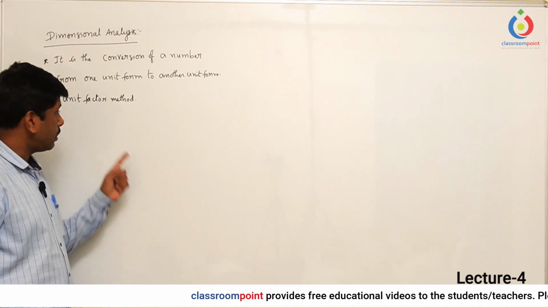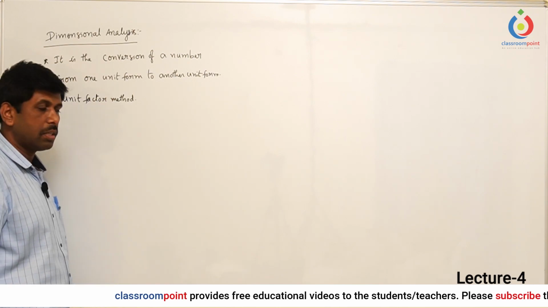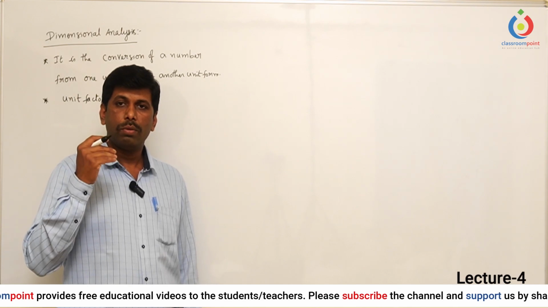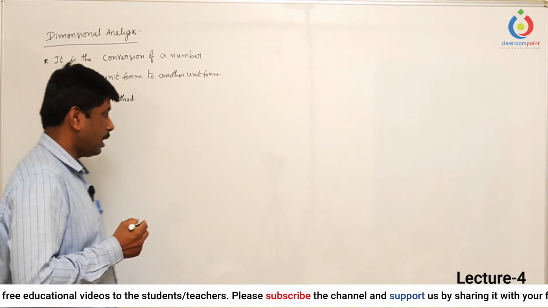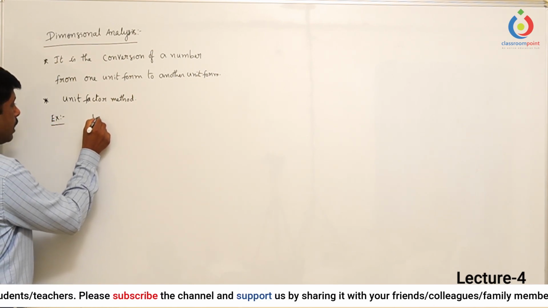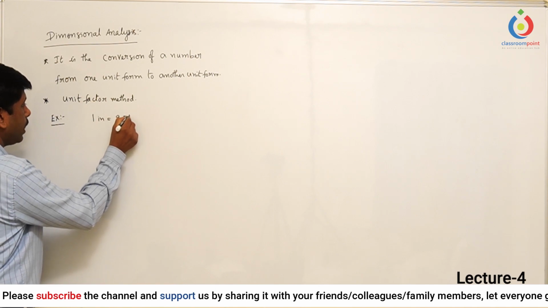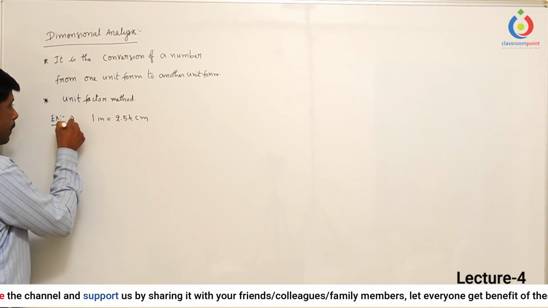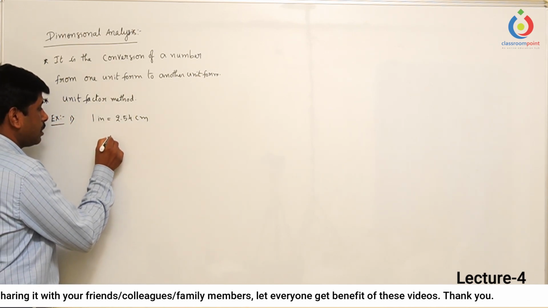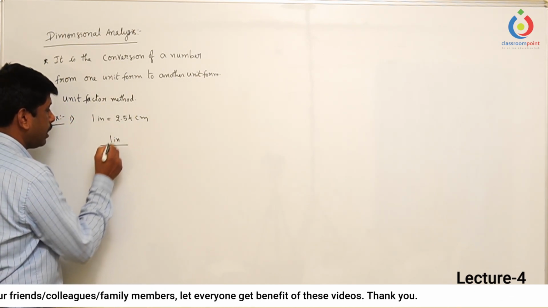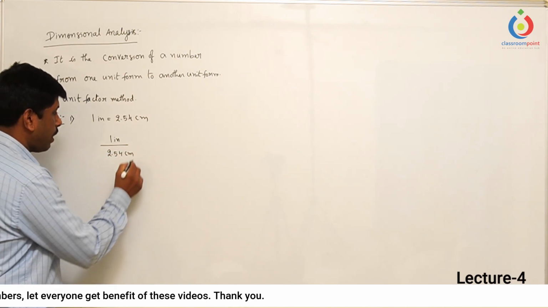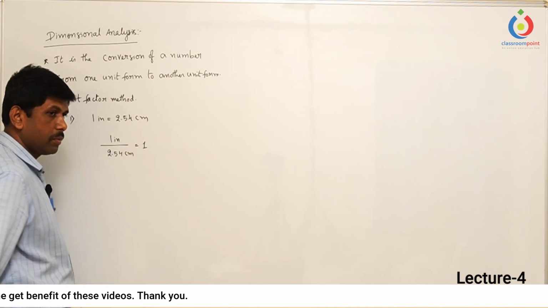So we shall discuss this unit factor by taking one example. Whenever units or numbers are given, we have to write them in the form of a unit factor. Example, we know that 1 inch is equal to 2.54 centimeters. So this we have to write in the unit factor method. That means 1 inch divided by 2.54 centimeters. This value is equal to 1.